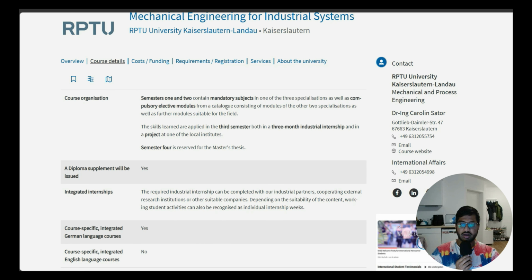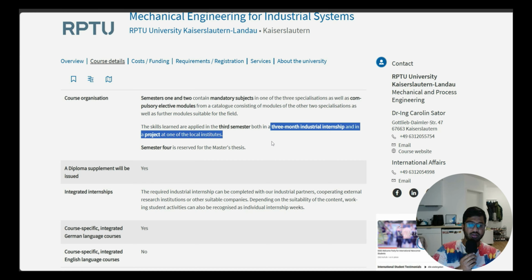And the 4th semester, after finishing your 3 semesters, will be your master thesis. But the skills learned are applied in the third semester, both in a 3-month internship and a project. So usually in the third semester you will be doing 3 months of internship. Usually you won't get 3 months of internship, as fewer companies give that. So usually they offer you 6 months. So please take it and do 6 months.